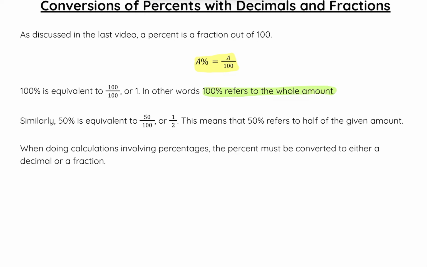In a similar fashion, 50% is equivalent to 50 over 100, which simplifies to the fraction 1/2. This means that 50% refers to half of the given amount. So when we're doing calculations involving percentages, the percent must be converted to either a decimal or a fraction before actually doing the calculation. Because of this, it's super important that we familiarize ourselves with conversions of percents as they pertain to decimals and fractions.